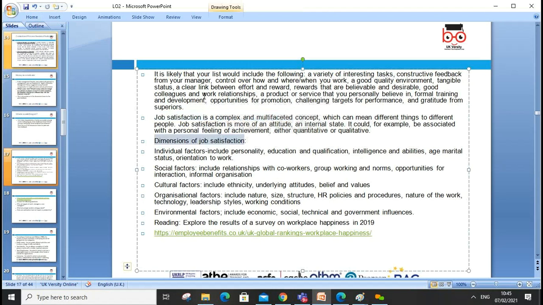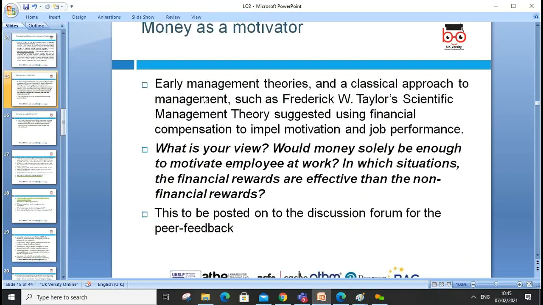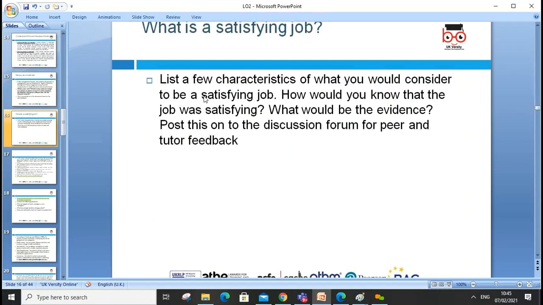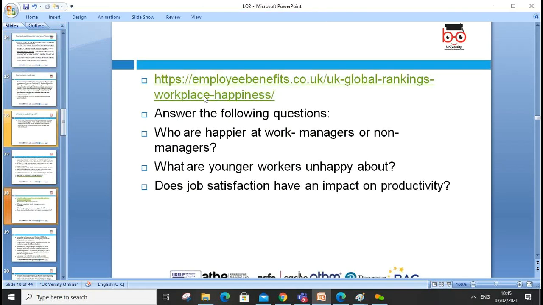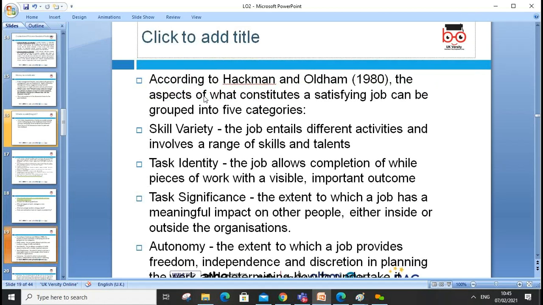Job satisfaction has dimensions of the job, and individual factors can be social factors, cultural factors, organizational factors, and environmental factors. We need to look at all of these to satisfy the staff. We have a case study further on if you want to read it. That will further help us enhance our understanding, and it is quite good to read. Okay, next we have employee benefits. Of course, employee benefits also help to improve satisfaction.